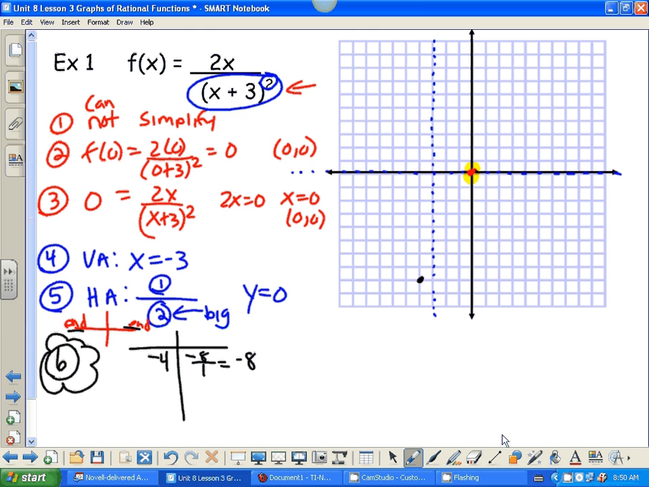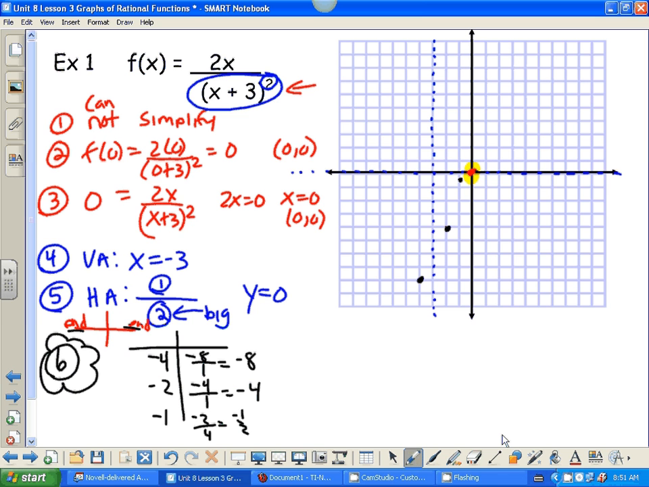Maybe I want to figure out what is happening here at -2. At -2, that's going to give me a -4 on top with a 1 on bottom. So the output's -4. All right, let's see what's happening at -1. At -1, when I do the work, I get a -2 on top and a 4 on bottom, so I'm left with -0.5.